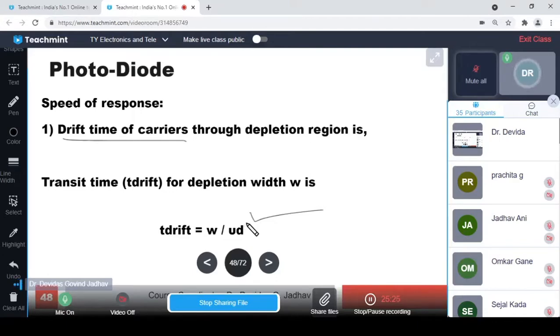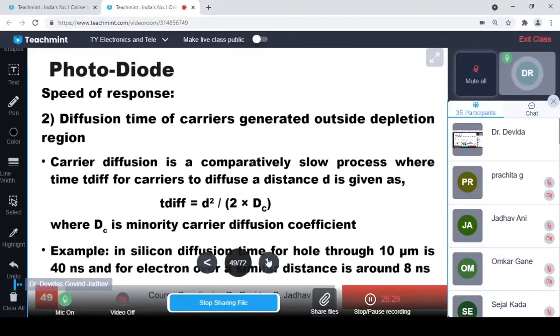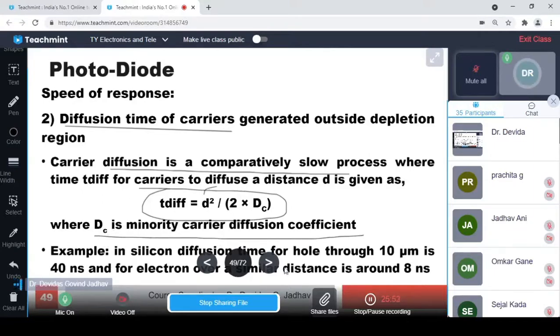In the case of diffusion time, the carrier diffusion is a comparatively slow process, and diffusion time is d square upon 2Dc. Here d is the diffusion distance, and Dc is the minority carrier diffusion coefficient. An example given: in silicon, the diffusion time over 10 micrometer, the same distance as in the previous case, is 40 nanosecond for a hole, and for an electron it is 8 nanosecond.